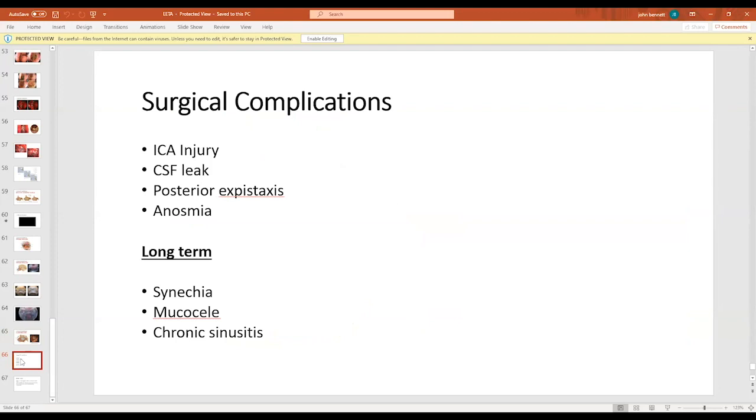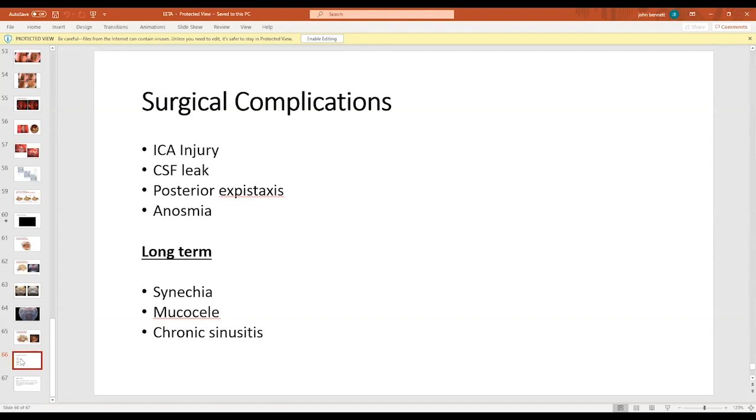You can have posterior epistaxis, because you injure the sphenopalatine artery. And if you go too high, you can have anosmia by destroying the fibers of the olfactory nerve. In the long term, you can have synechiae, mucocele, or chronic sinusitis.